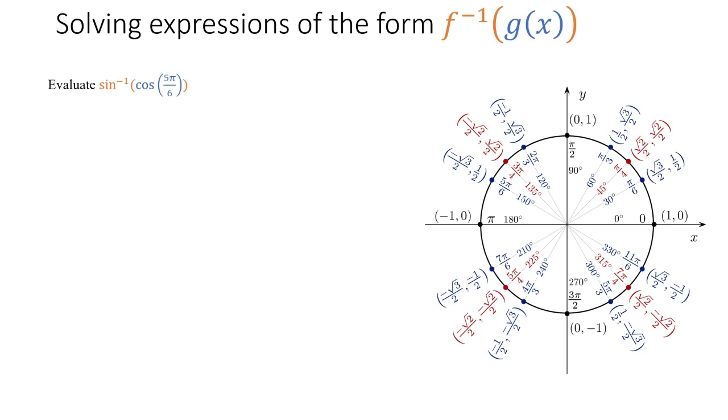We're going to evaluate the inverse sine of cosine 5π/6. We're going to start with the inside function, cosine of 5π/6. We can go to the unit circle, look up the value, and see that the cosine of this value is our x value, which is -√3/2. Now we can take -√3/2 and put it inside the inverse sine function.